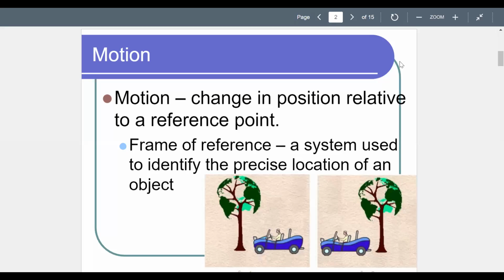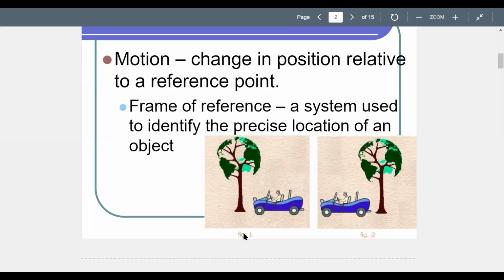So again, motion is that change in position relative to a reference point, and a reference point is the point you pick to make sure that that object's moved by referring to. That's why it's called a reference point, or comparing it to its position relative to something else. So the example they give here, and it does matter which figure comes first. So they've labeled figure one and figure two.